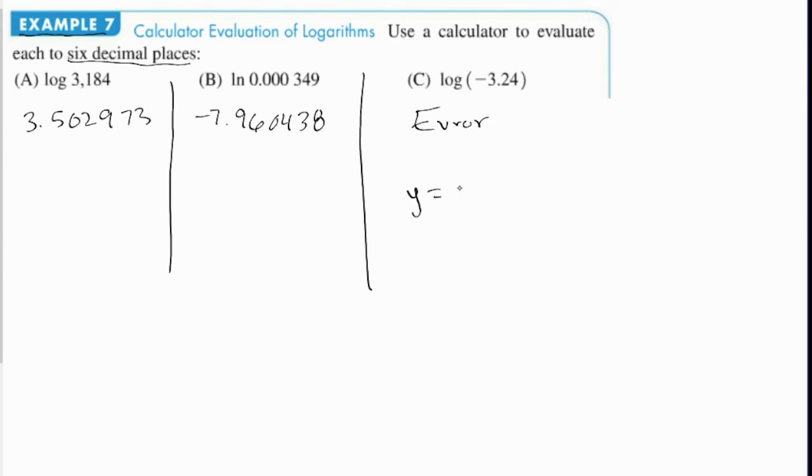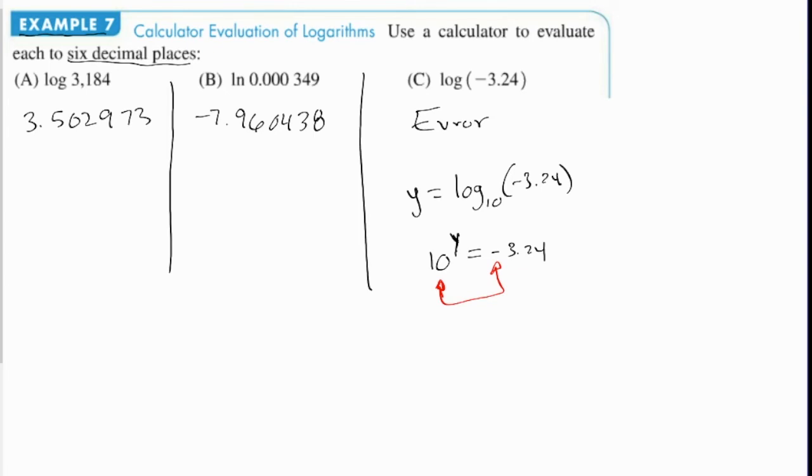So y equals log base 10 of negative 3.24 means that we should be able to write 10 raised to the y exponent equals negative 3.24. And this is where the problem is. How can you multiply 10 by itself so that you get a negative answer? And you can't do that. So you can't change signs with exponents.